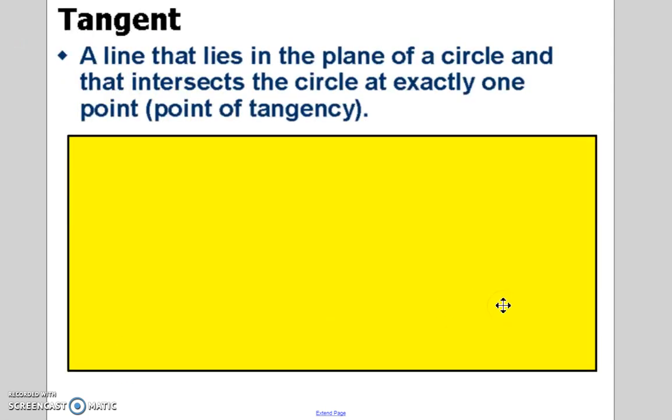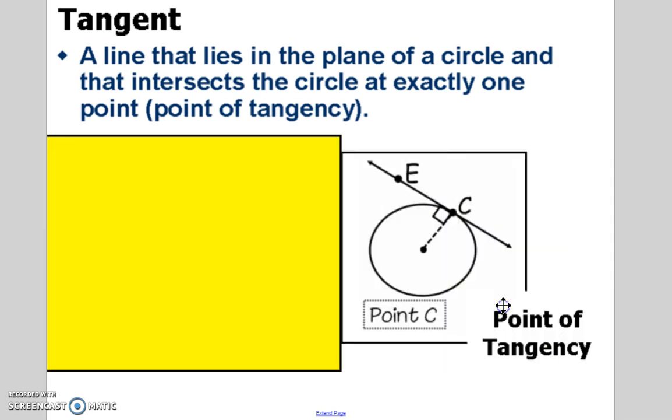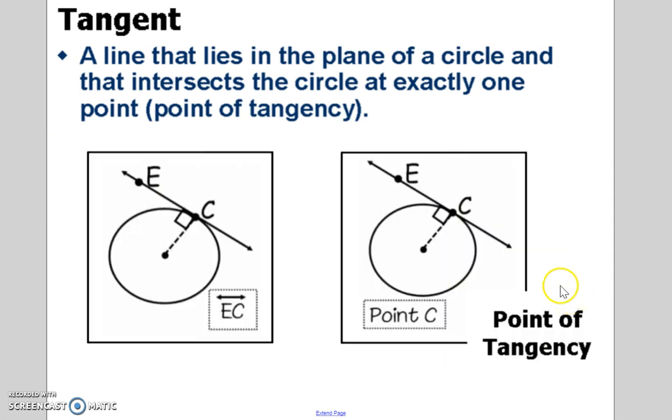A tangent is a line that lies in the plane of a circle and intersects the circle at exactly one point, called the point of tangency. So it looks like this. It's just like it's touching the edge of the circle, but that's it.